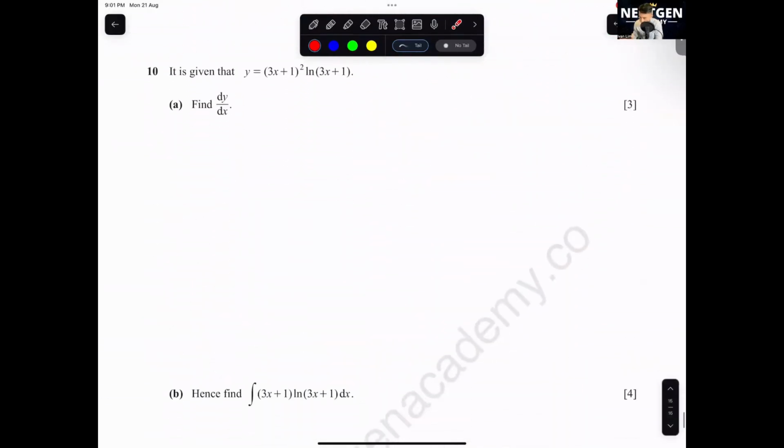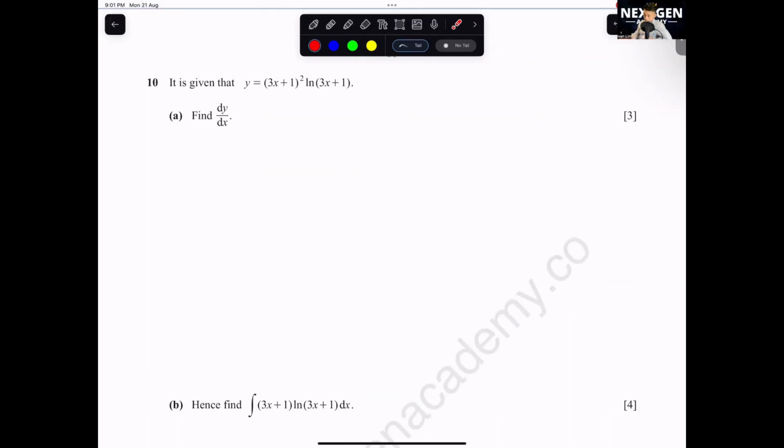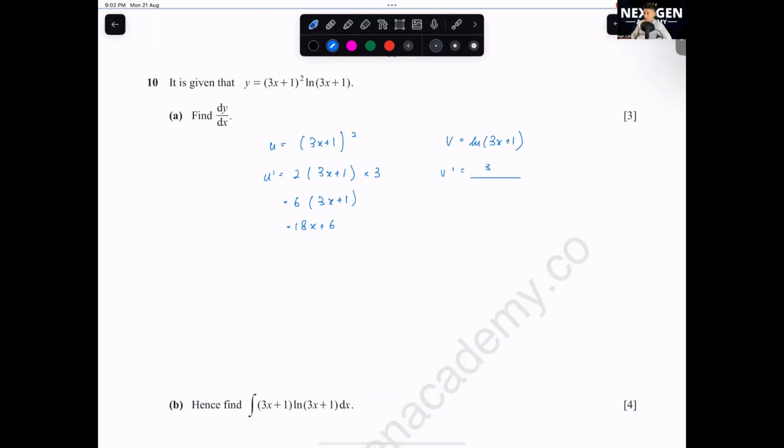It is given that y equals (3x plus 1) squared ln(3x plus 1). Find dy over dx. So this is a product rule. So u is equal to (3x plus 1) squared, v is ln(3x plus 1). u prime, if we do a chain rule here, 2 bracket 3x plus 1 times 3. So here 6 bracket 3x plus 1, which you will get 18x plus 6. Okay, v prime, f prime x over f x when you differentiate ln f x. So here you get 3 over 3x plus 1.